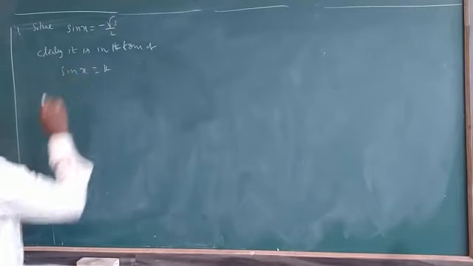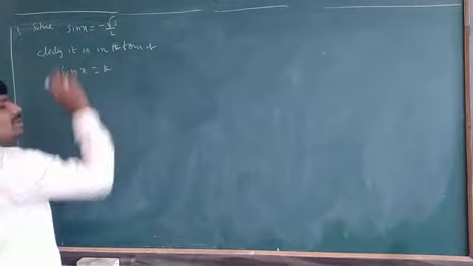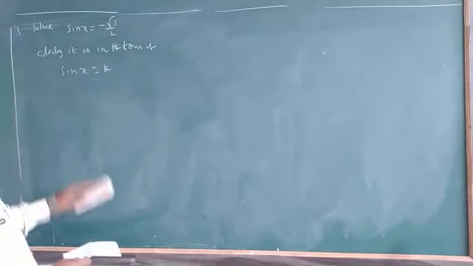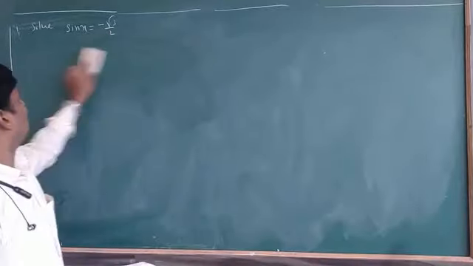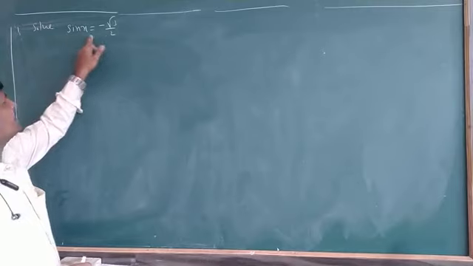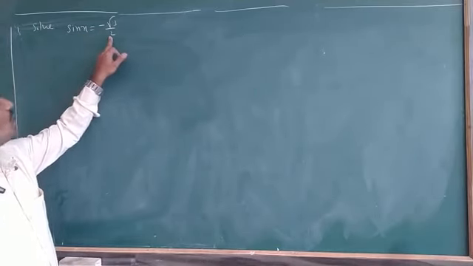sin x is equal to k. Now you have that k, here minus root 3 by 2. Actually this one no need to write, just for knowing yourself I am saying. That is also no need to write. Directly we can solve. See, sin x is equal to k form. Okay, now what do we write here?